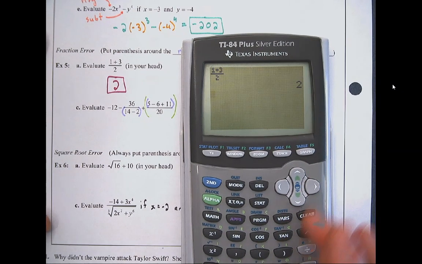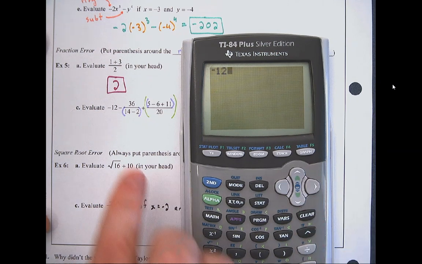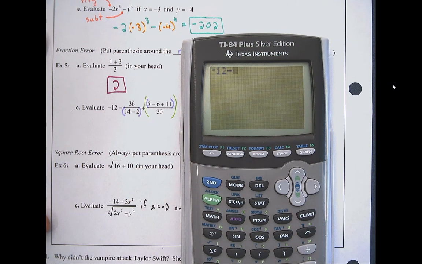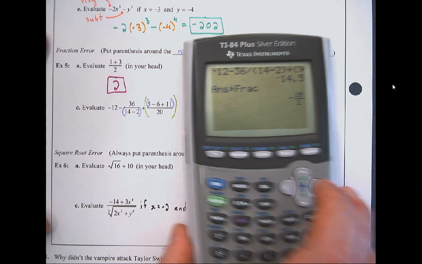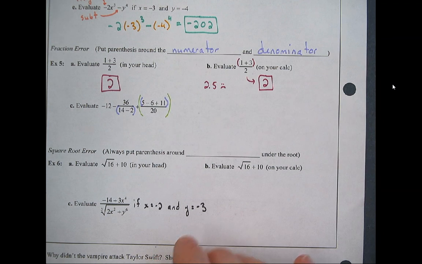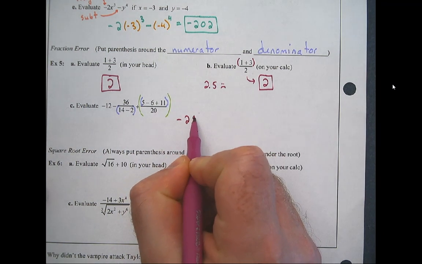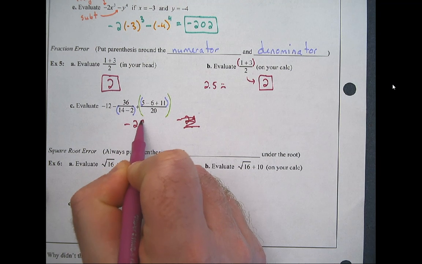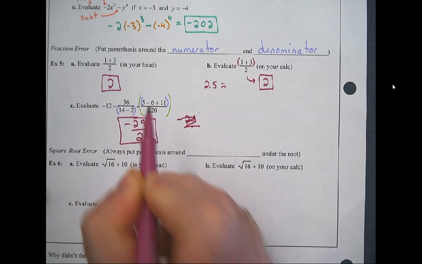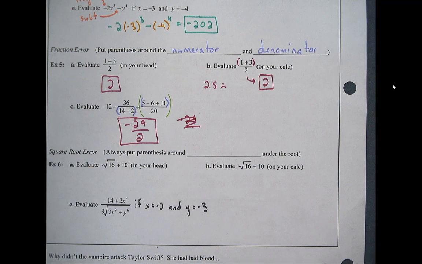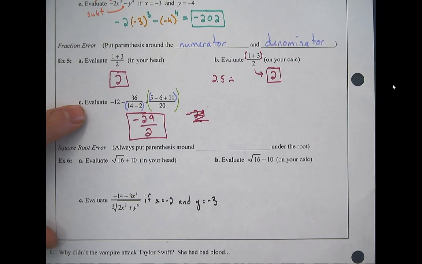So I'll type this in old school, so I'm not going to use the alpha F1 key. You can if you want to. Minus 36 divided by the group, 14 minus 2, plus the group, 5 minus 6 plus 11, divided by 20. Negative 14.5. Actually, let's frac that back. Negative 29 over 2. A little bit nicer answer. Now you can leave it as negative 14.5. That's fine. It didn't say we had to write it a certain way.